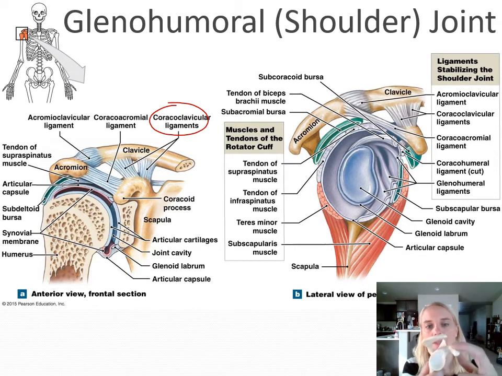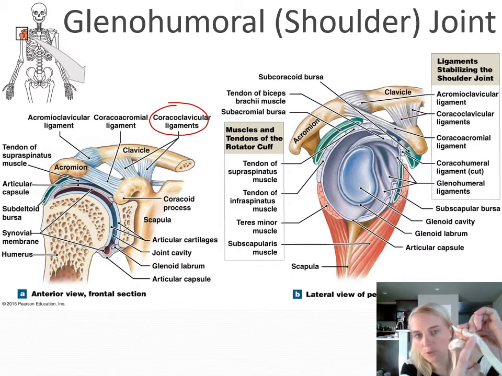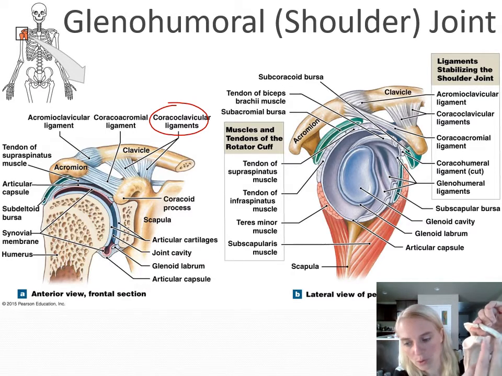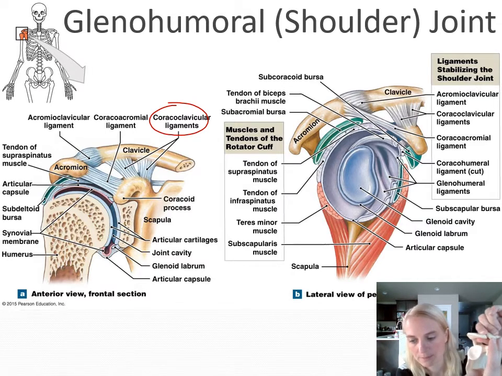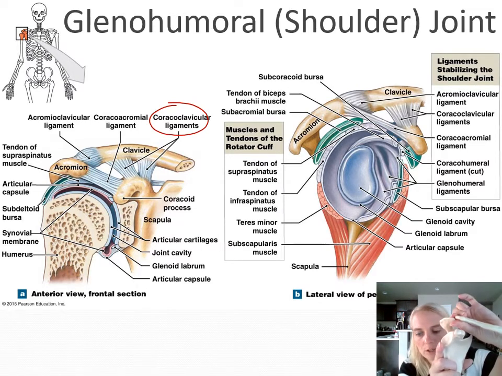Our first 2 ligaments I'm going to take a look at are called the coracoclaviculars. Remember, this is the coracoid process on the scapula right here. So when we have the clavicle right here, there's going to be 2 ligaments spanning from the clavicle to the coracoid process, kind of like this. Those are coracoclavicular.